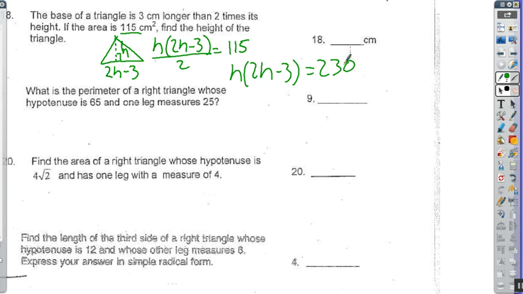And already I can see this is turning into a quadratic problem, because when I distribute, I get 2h squared minus 3h is equal to 230. Well, I have an h squared, which means I have a quadratic problem. And in a quadratic problem, a couple things have to be true in order for me to solve it. First, it has to be equal to 0, and it has to be in factored form.